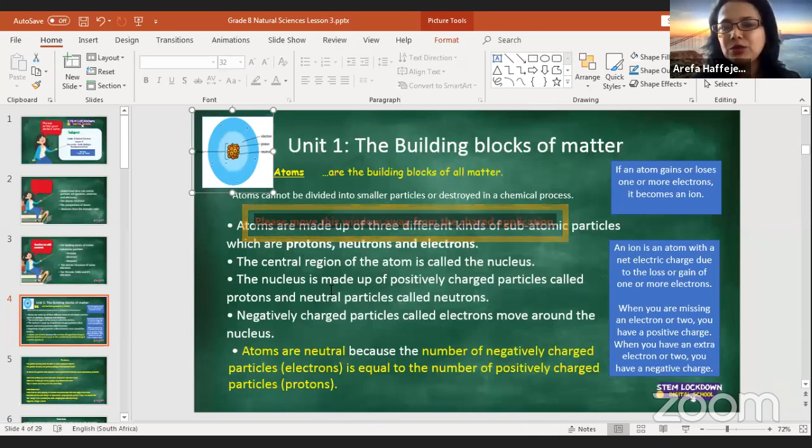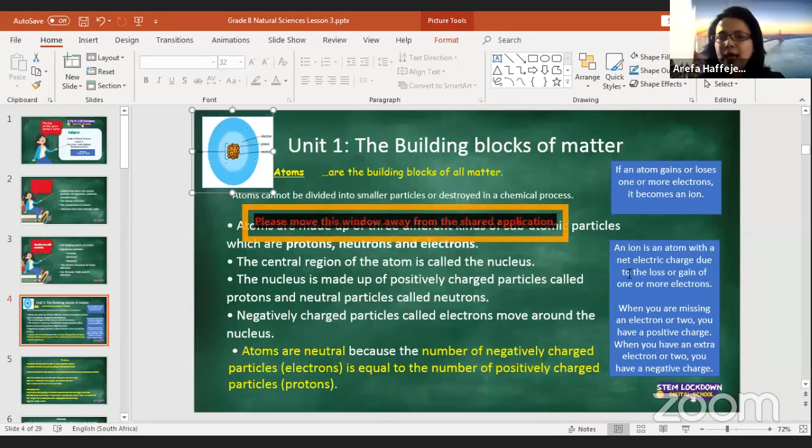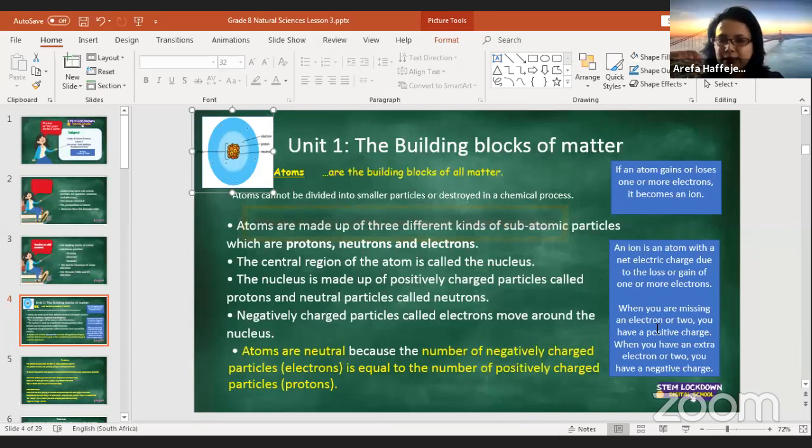Now, if an atom gains or loses one or more electrons, it is now called an ion. It is no longer an atom. It has a different name called an ion. An ion is an atom with a net electrical charge due to the loss or gain of one or more electrons. An ion would be discussed in another lesson. Our concentration in this lesson would be atoms and elements and the composition of an atom.